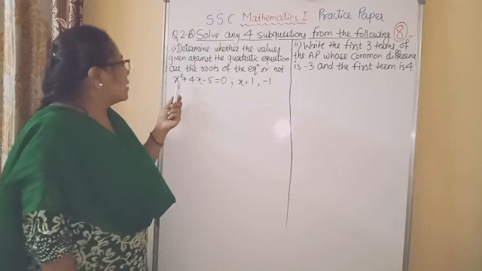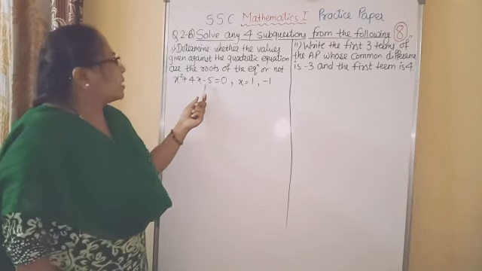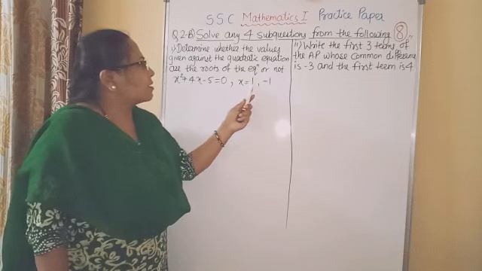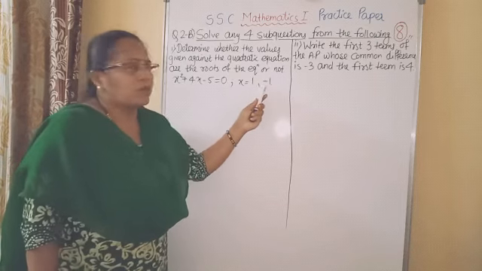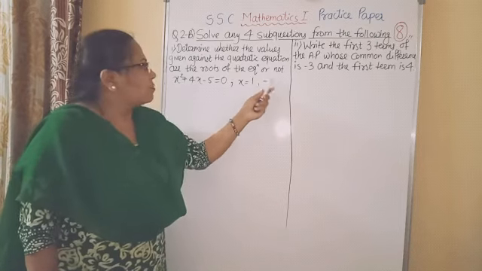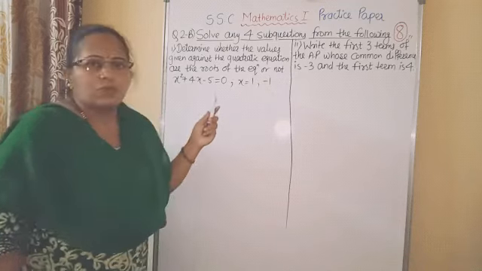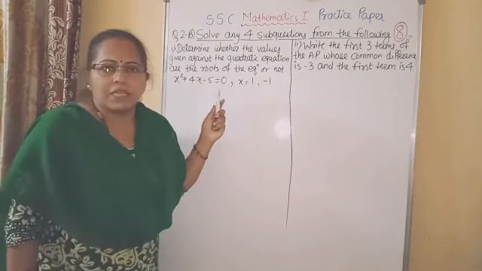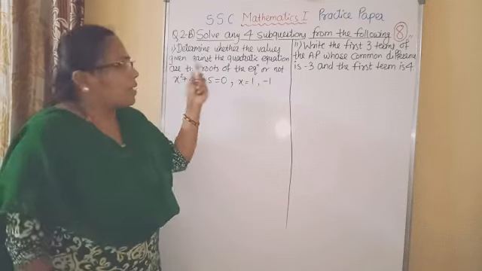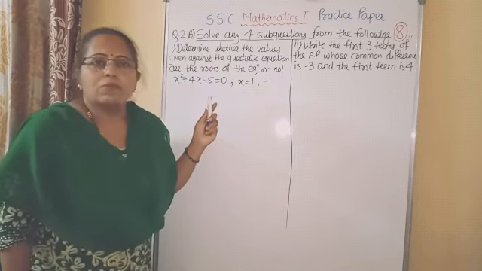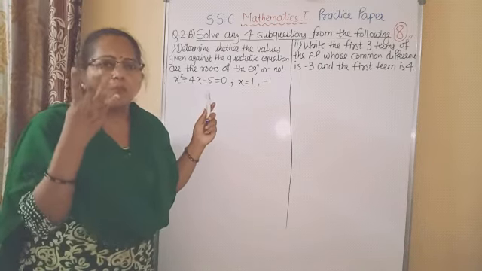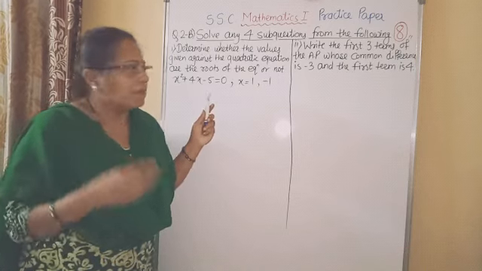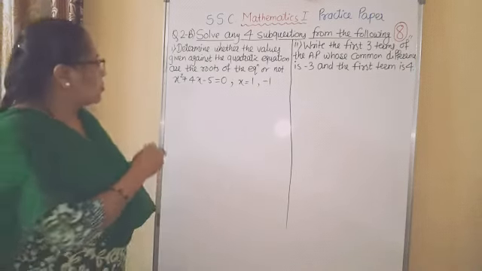The equation is given: x square plus 4x minus 5 equal to 0, and the values given are x equal to 1 and x equal to minus 1. We have to decide whether these values are roots or not. So students, for a 2 marks question, as I told you, you have to solve using minimum 4 steps, half mark per step. So let us start the solution.